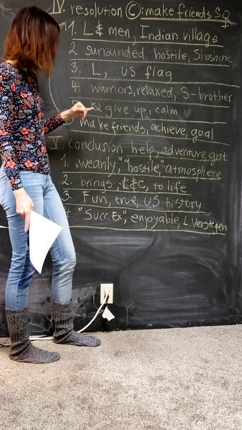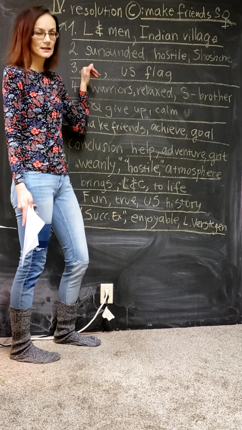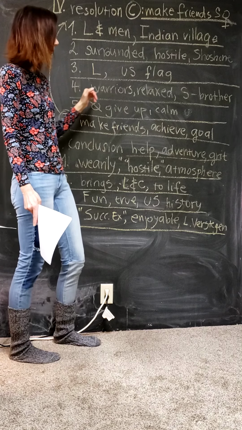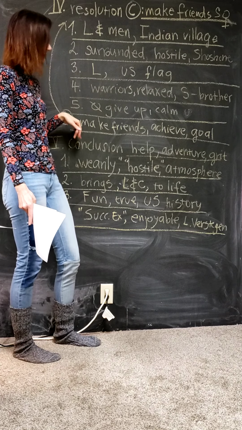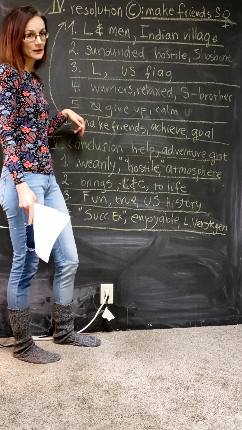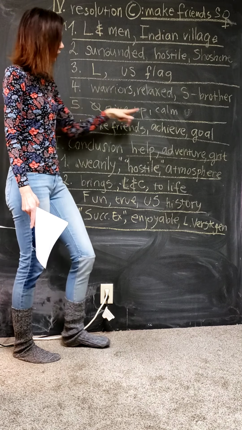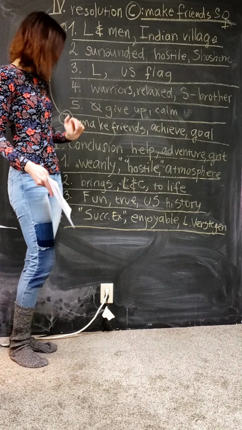And in the next sentence, I would say something, again, repeat something about Lewis, that he was a man who wouldn't give up and who stayed calm under pressure. And in overall topic sentence, again, I would say that Lewis and Clark made friends with the Indians in order to achieve their goal of the going west expedition.